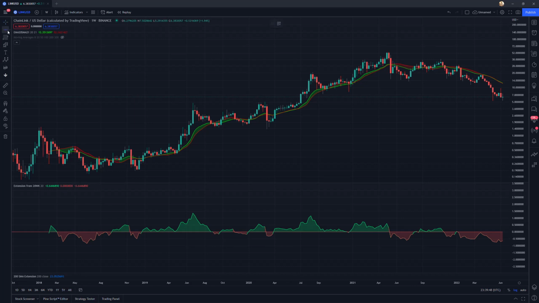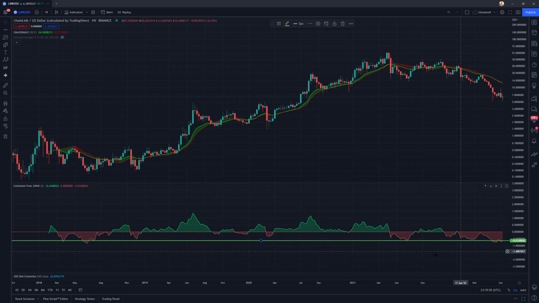And I'm just going to draw a line to where we are right now on this indicator, this level of underextension from the 20-week simple moving average. And as you can see, if we go all the way back to 2018, there's really only a few times in Chainlink's history where it has been this far extended to the downside. And it's in July of 2021 on this move here at $16, and then again in 2018, this level here at around 19 cents, and then finally this here in March of 2018 at roughly 24 cents.